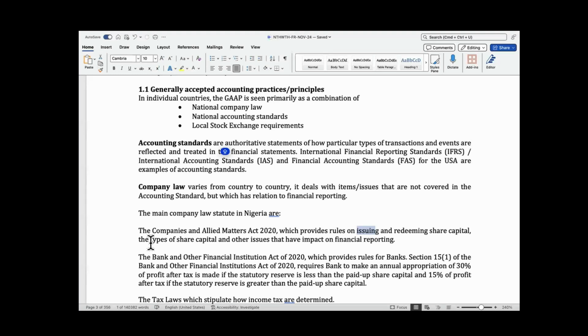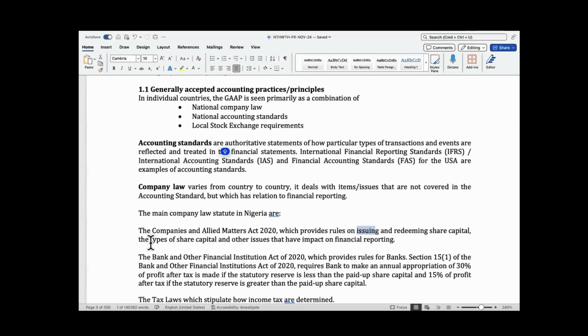For example, when we are preparing our accounts, we need to know which one is ordinary share capital. We need to know which one is our preference share capital. We need to know what is our issued capital. We need to know all of this, but you won't find it in accounting standard. There's no standard that tells us the types of share capital. It's the company law. So the company law too is a GAAP because it has inputs in financial reporting.